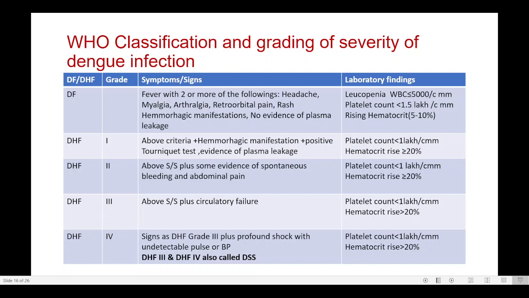And in grade 4, the pulse or BP suddenly disappears. It becomes undetectable. That means it becomes decompensated. Here also the platelet count remains less than 1 lakh per cubic millimeter and there is a hematocrit rise greater than 20%, it may be even 45%.